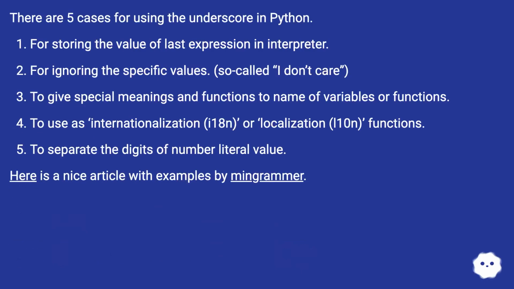There are 5 cases for using the underscore in Python. For storing the value of the last expression in the interpreter. For ignoring specific values, so-called "I don't care". To give special meanings and functions to names of variables or functions. To use as internationalization or localization functions. To separate the digits of a number literal value. Here is a nice article with examples by Mingrammar.